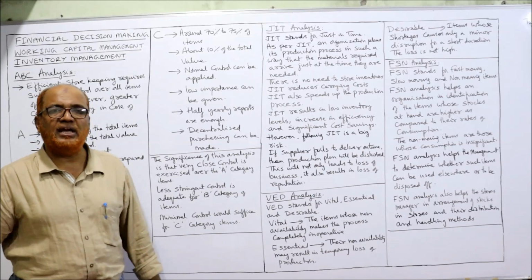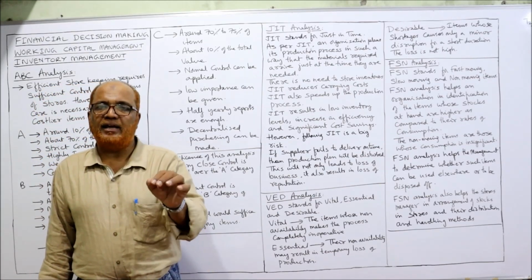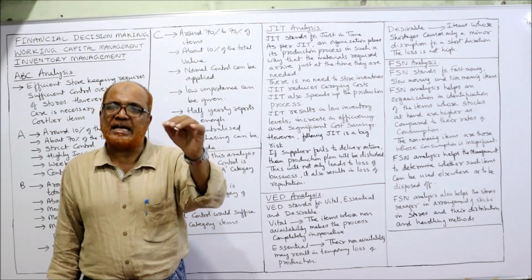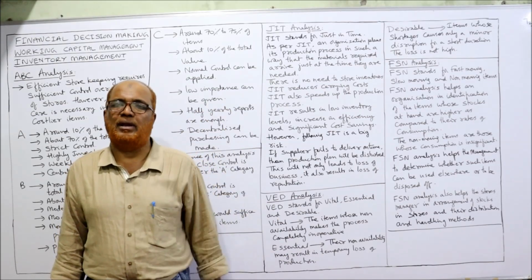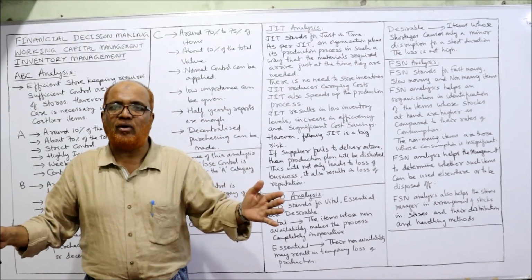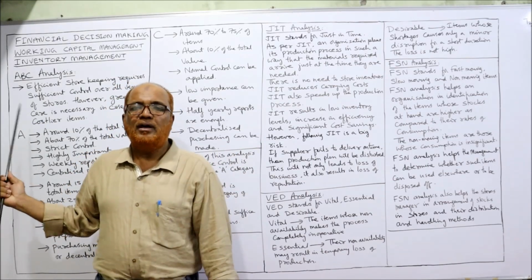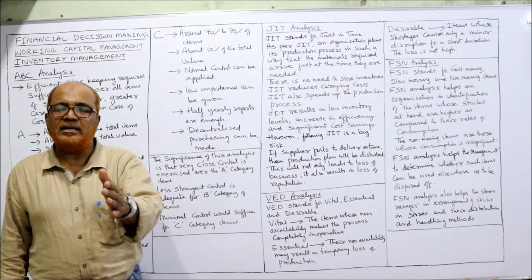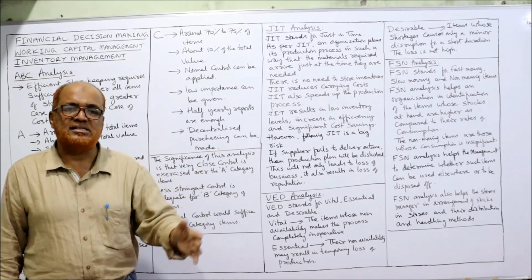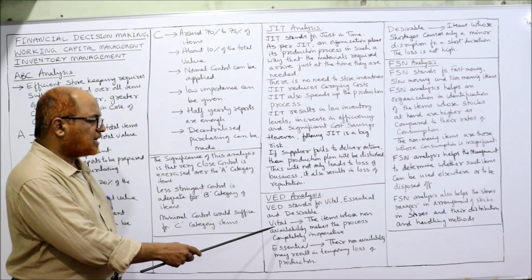The next technique is VED. VED, the full form is vital, essential and desirable. So we classify all the items into three categories, just like ABC. Here we classify according to vital, essential and desirable. So what are vital items?